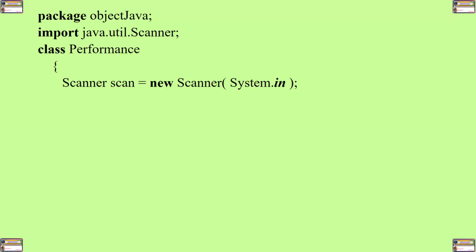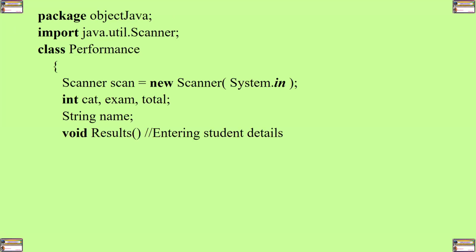One, an object of scanner called scan is declared to allow us, of course, to do the entry of data. And then we define three data members, total, exam and cat, of type integer. The next is the definition for a member whose name is name and is of type string. And then we define a method. This method is called results. It does not return any value to the caller, and its work is simply to enter the details of students.